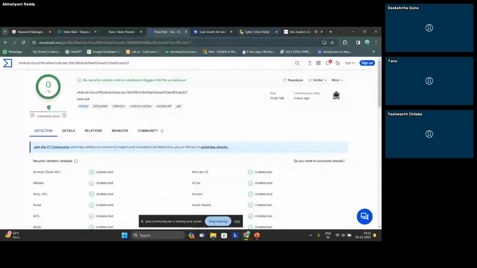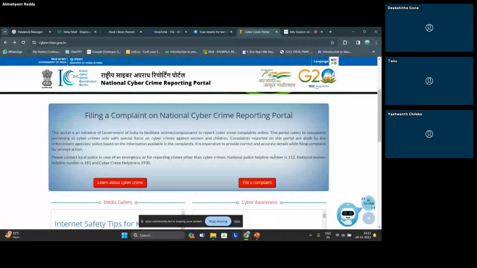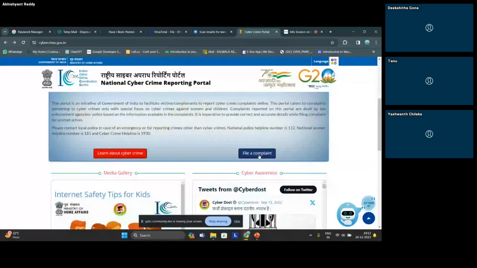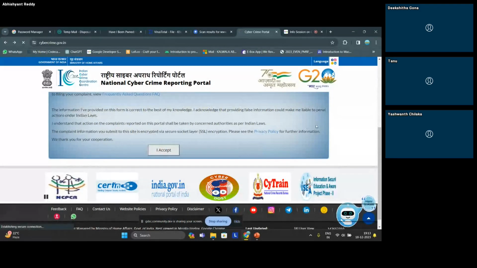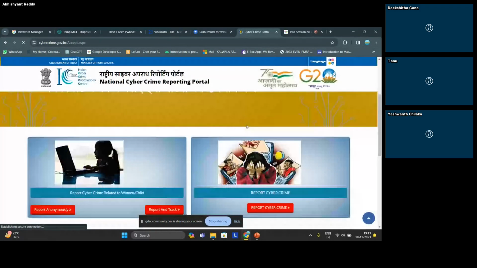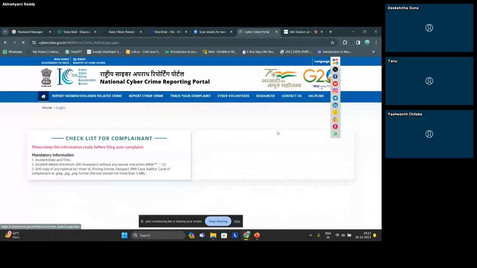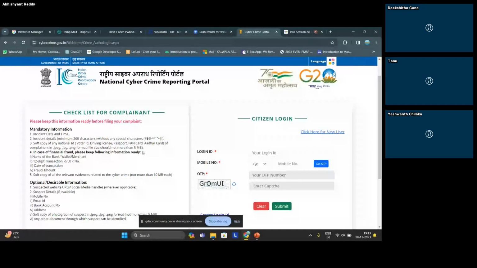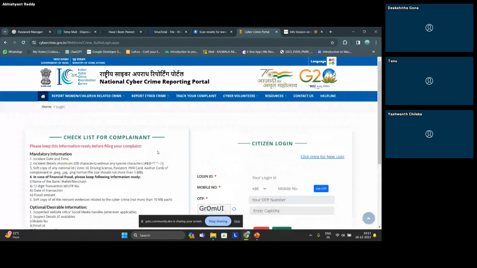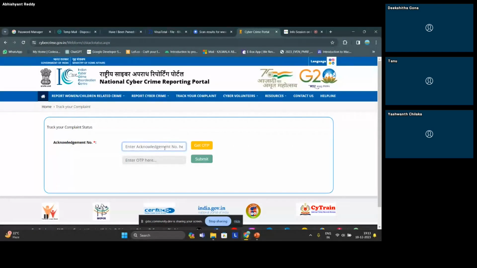It has a very simple interface. Just scroll down. Here is the option of file a complaint. Just click on it. Accept, and report a cybercrime, and it will ask you for the details of your cybercrime, whether it was related to money or data or something like that. After you give all the information, the complaint will be registered, and you can also track your complaint with OTP and all. So it's a pretty easy process to file a complaint.